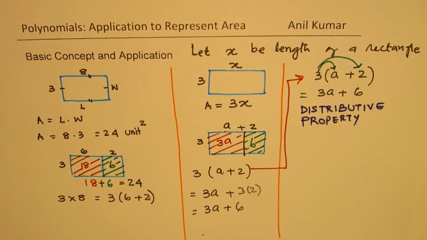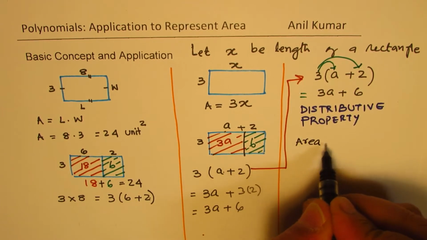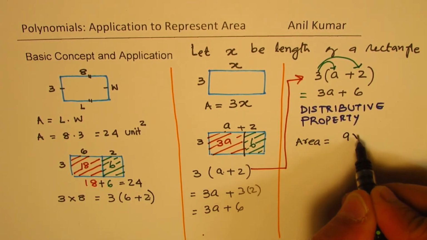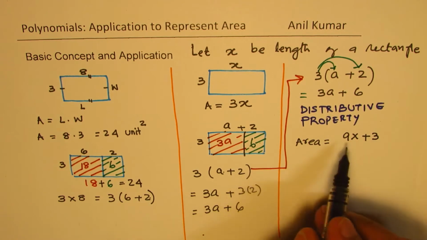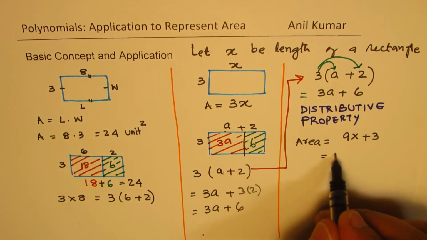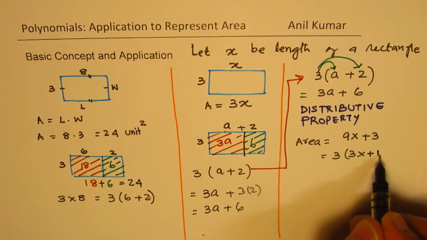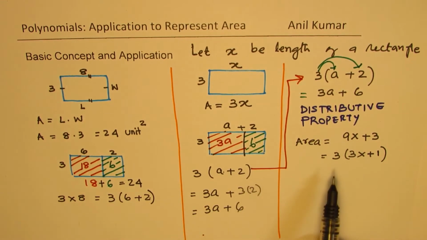Now it is a very useful property which we could use many times, right? So if I give you an area equal to 9x plus 3, then I could actually make a rectangle where I take 3 common and have sides as 3 and 3x plus 1. That could be giving me the same area as 9x plus 3.